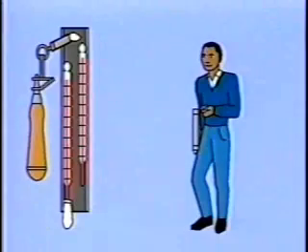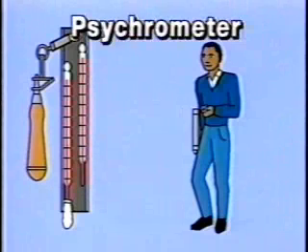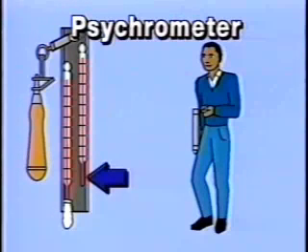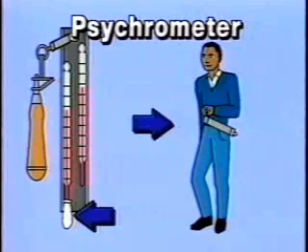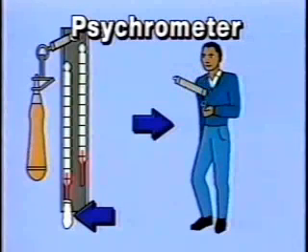To measure relative humidity, scientists use this instrument, a psychrometer, which consists of two thermometers, one covered with a moist cloth and the other dry. When exposed to the air, moisture will evaporate from the wet thermometer. Since evaporation requires energy, the wet thermometer will record a temperature drop as the moisture evaporates.